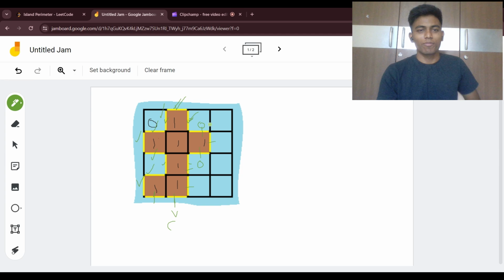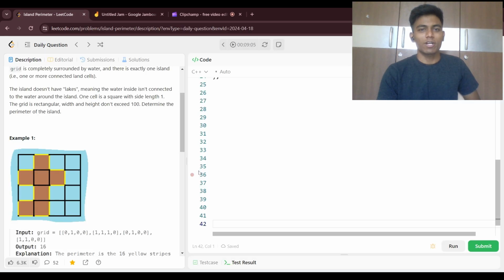So we'll just traverse the grid, and then we'll check these four conditions, which cells we need to consider. If it is connected to 0, we'll consider it. If it is connected to the boundary, we are going to consider it. So let us go through the code once.